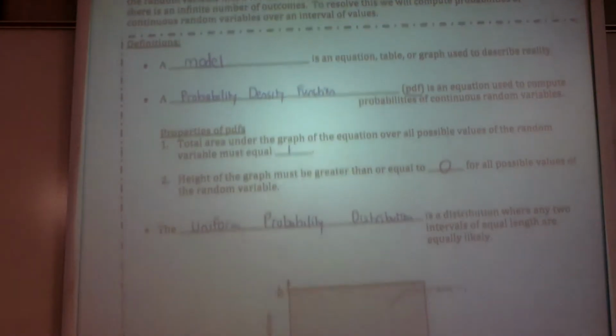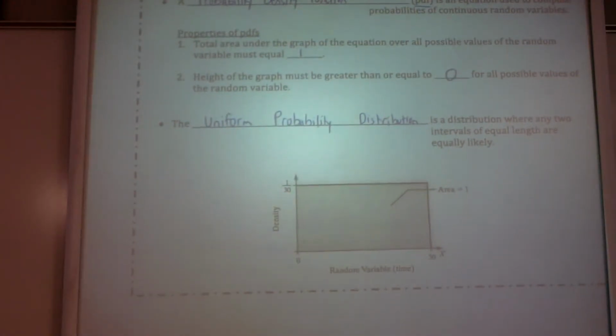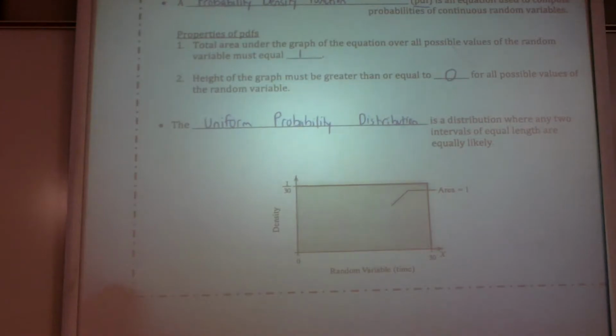So it gives you an example here where it says, basically we can take on any value between 0 and 30, this is time, and the probability is always going to be 1 out of 30. The area here, notice it's all positive, it adds up to 1. Let's just do an easy example on the next page to help this make sense. So notice here, this is called uniform because the heights are all the same.